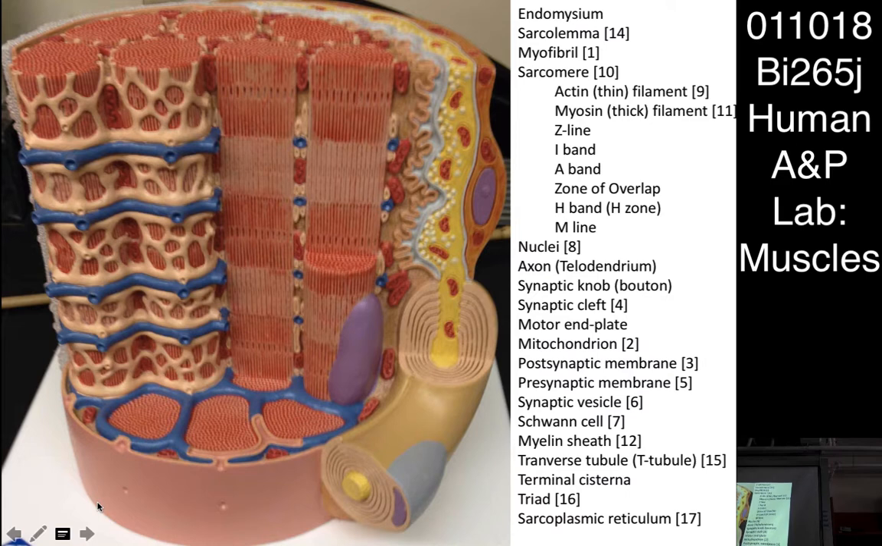The I band. I stands for isotropic. And the dark band is the A band. A stands for anisotropic. You want me to write those words down? See them? Isotropic, I-S-O-T-R-O-P-I-C. Anisotropic is A-N-I-S-O-T-R-O-P-I-C. Tropic. Does anyone know what the word isotropic or anisotropic means?